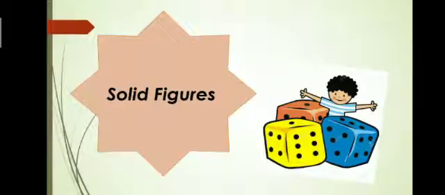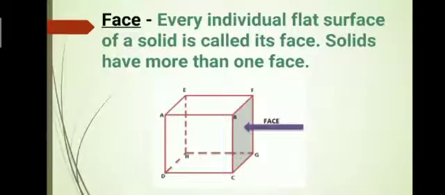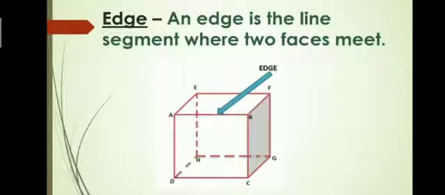Students, before knowing about solid figures, we must know what is an edge and faces. Face. Every individual flat surface of a solid is called its face. Solids have more than one face. Edge. An edge is the line segment where two faces meet. Students, now let us know about the solid figures.